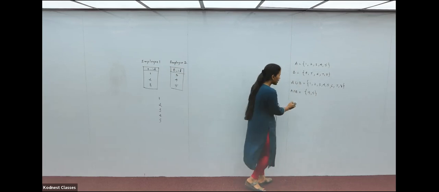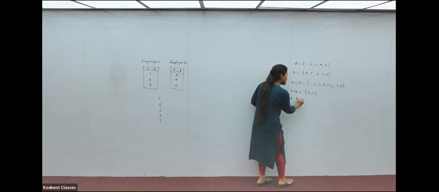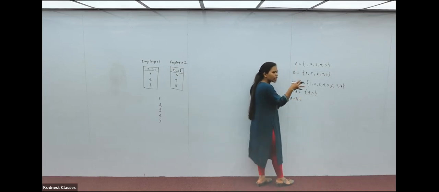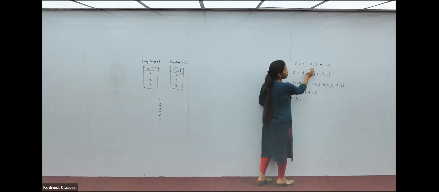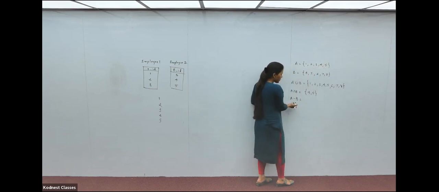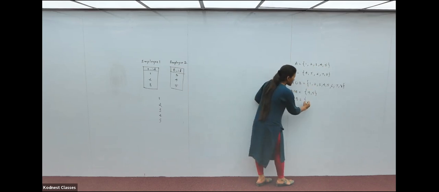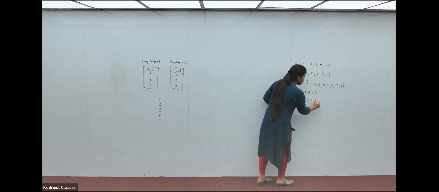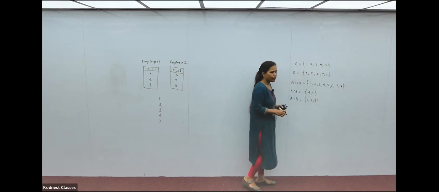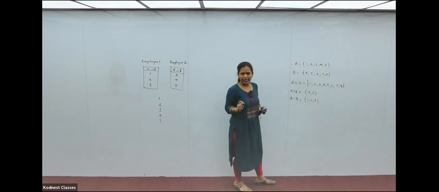Yes. And if you perform A minus B, what will it give? Only values present in A that are not present in B. So 1, is it present? No. 2, is it present in the other set? No. 3, is it present? No. 4, is it present? Yes. 5, is it present? Yes. So A minus B will be whatever is present in A that is not present in B. Which means I'll get 1, 2, 3. Will I get 4, 5? No, because they are present in B.